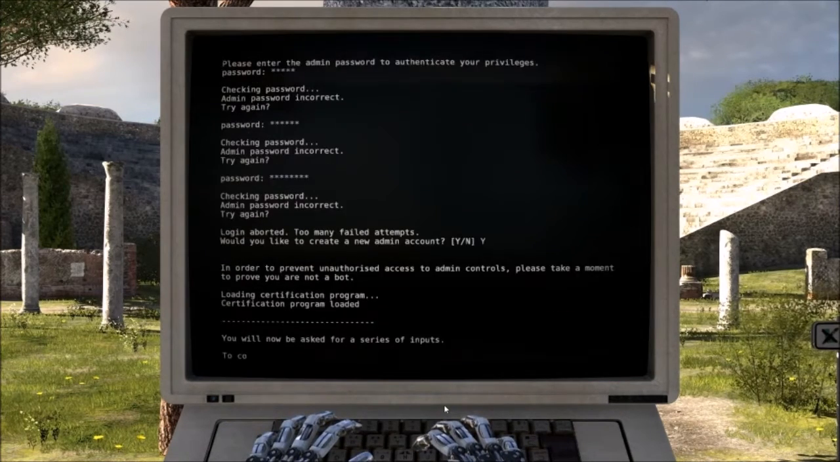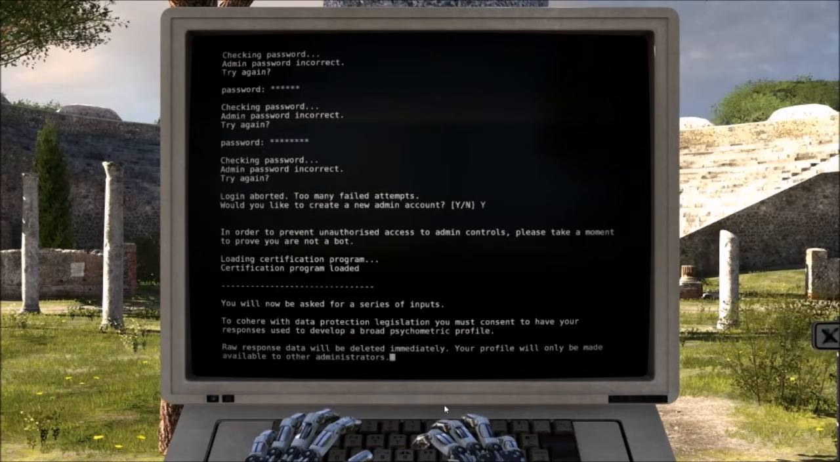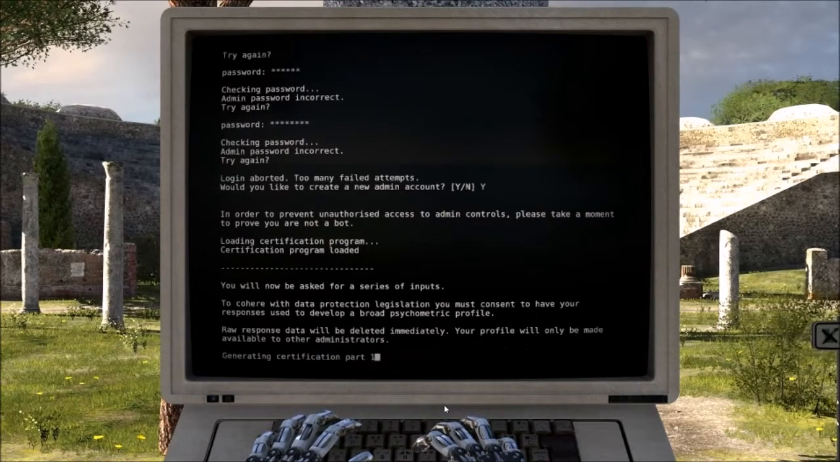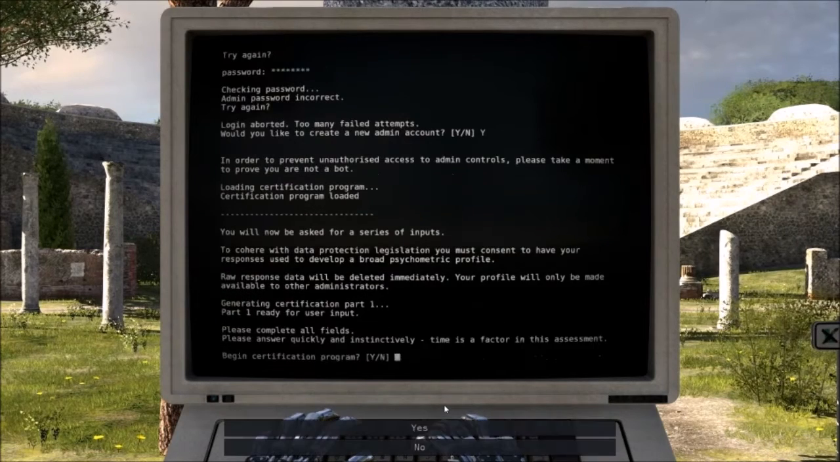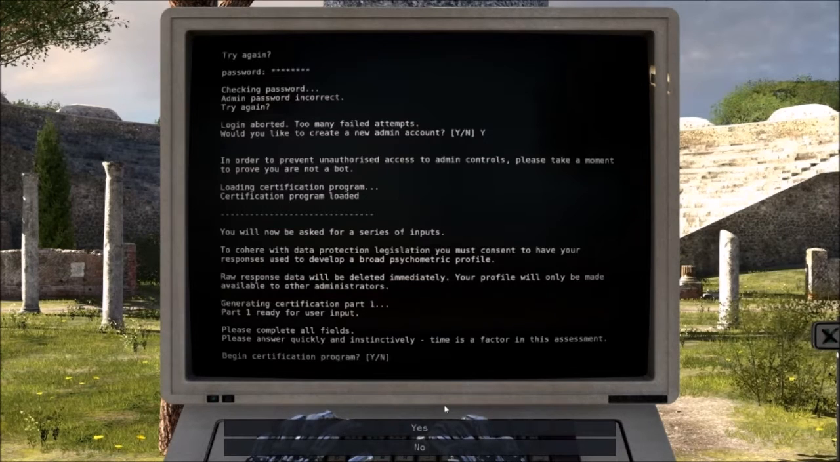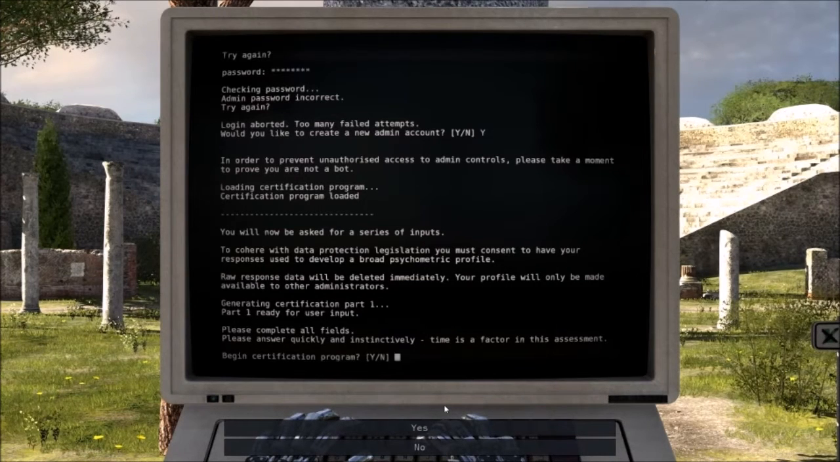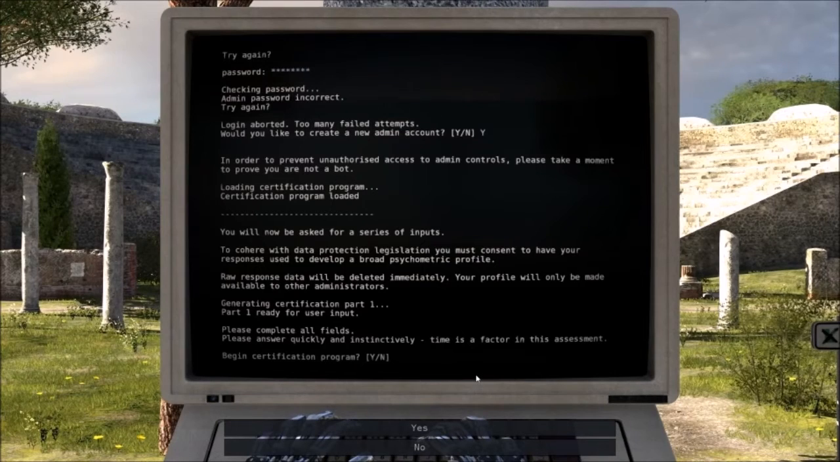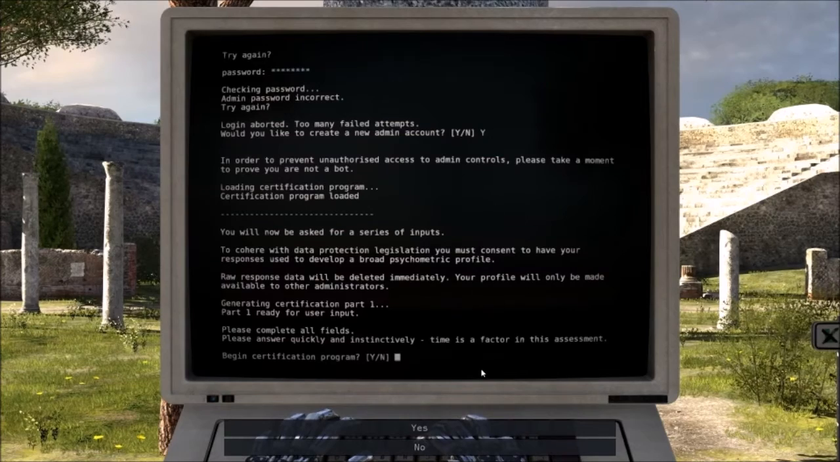Please take a moment to prove you are not a bot. You will now be asked for a series of inputs. To cohere with data protection legislation, you must consent to have your responses used to develop a broad psychometric profile. Raw response data will be deleted immediately. Your profile will only be made available to other administrators. Generating Okay, please complete all fields. Please answer quickly and instinctively. Time is a factor in this assessment.